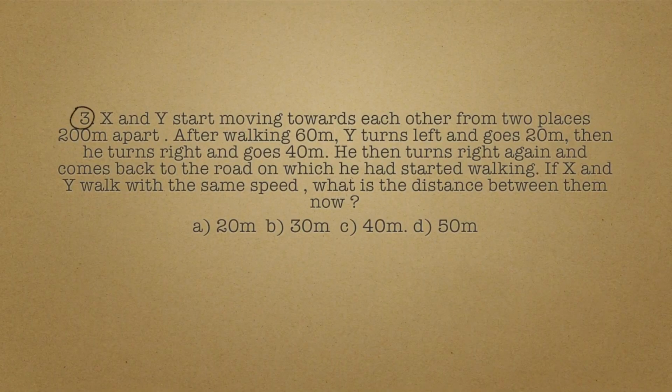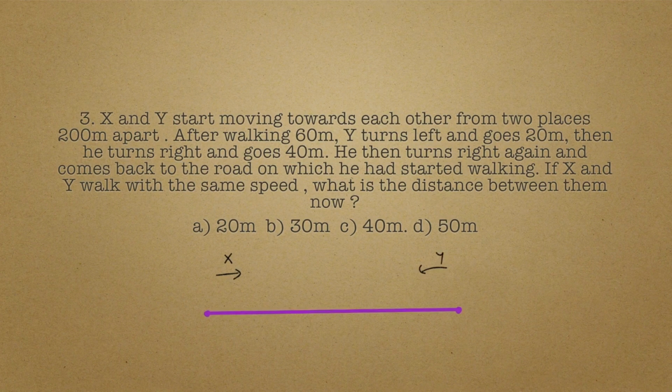Here is another question. X and Y started moving towards each other from two places 200 meters apart. After walking 60 meters, Y turns left and goes 20 meters. Then he turns right and goes 40 meters. He then turns right again and comes back to the road on which he had started walking. If X and Y walk with the same speed, what is the distance between them now? And these are the options: 20, 30, 40 and 50.